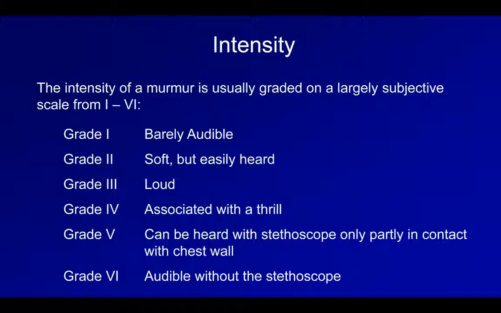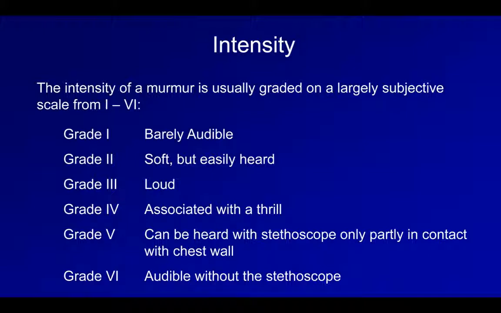Grade 1 is barely audible. Grade 2 is faint but undoubtedly present. Grade 3 is loud. Grade 4 is associated with a palpable vibration over the involved heart valve. This is known as a thrill. Sometimes people will use the term palpable thrill, though this is redundant as thrills are palpable by definition. Grade 5 can be heard with only the edge of the stethoscope directly touching the chest wall. And finally, grade 6 can be heard without the stethoscope touching the chest wall at all.